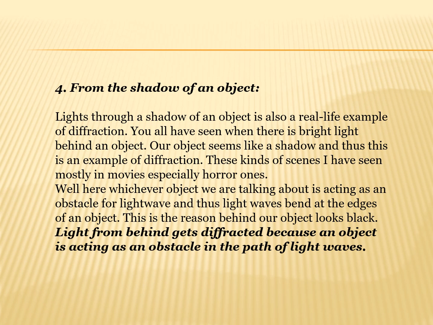Well, here whichever object we are talking about is acting as an obstacle for the light wave, and thus light waves bend at the edges of the object. This is the reason behind our object looking black. Light from behind gets diffracted because the object is acting as an obstacle in the path of light waves.